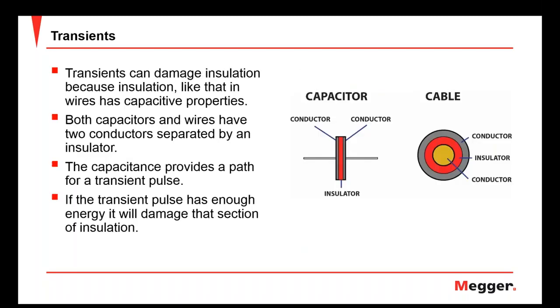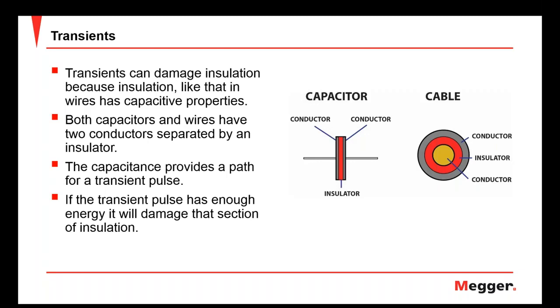So what do transients do? Why are they bad? Well, number one, transients can damage insulation because insulation has a capacitive property to it. Both cables and capacitors have this capacitive property. So right here, on the left, you see a capacitor. You have two conductors separated by an insulator. Now, here's my cable. I have a conductor surrounded by an insulator with another conductor. It's the same thing. So what happens to a capacitor when I put a changed voltage on there? I'm going to get a voltage potential difference across it. I'll get a momentary current flow until it charges up. The same thing happens with a cable. When you get that difference in potential, you get a momentary current flow across that insulator until it charges.